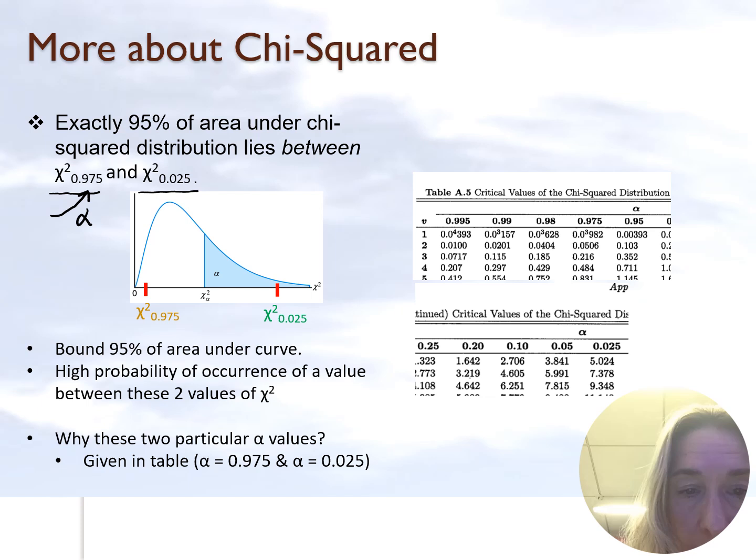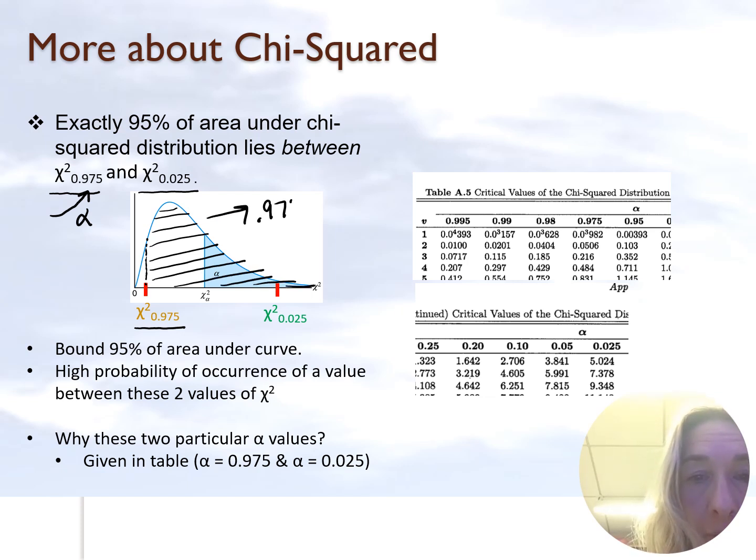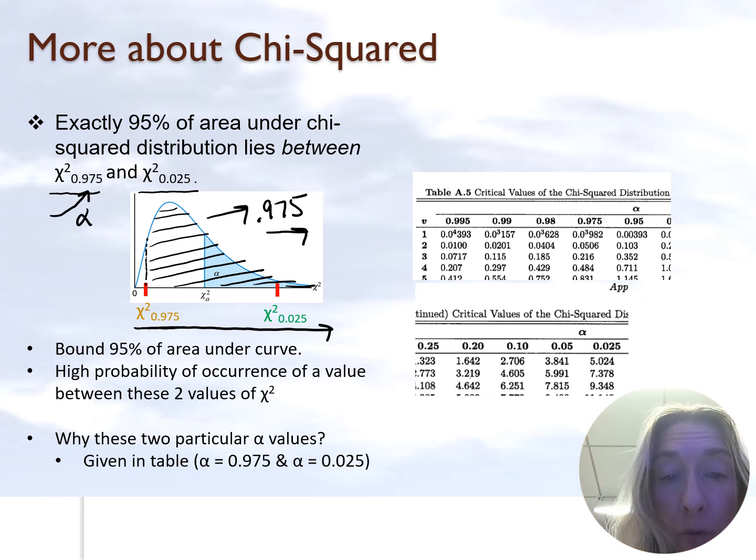So in gold here, we see the critical value of chi-square sub 0.975. What that means is that particular value of chi-square along the x-axis is situated such that 0.975 of the area is to the right of that particular chi-square value.